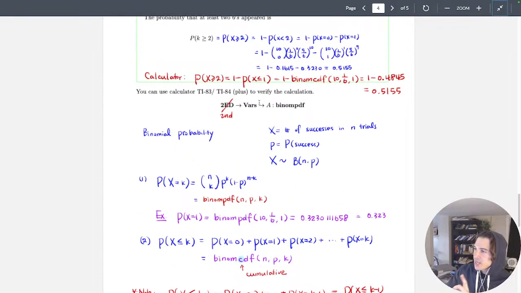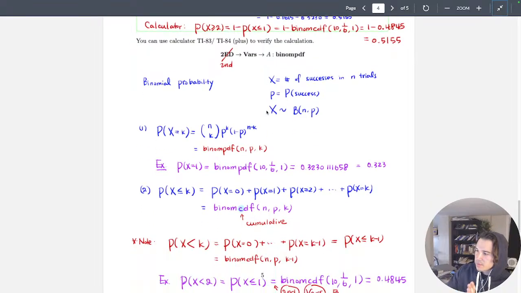You can use a calculator, TI-83 or TI-84 Plus, to verify the calculation. So second, vars, binomPDF. Probably important for me to remember.